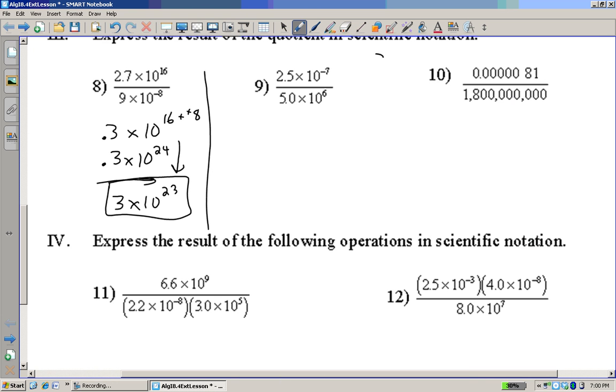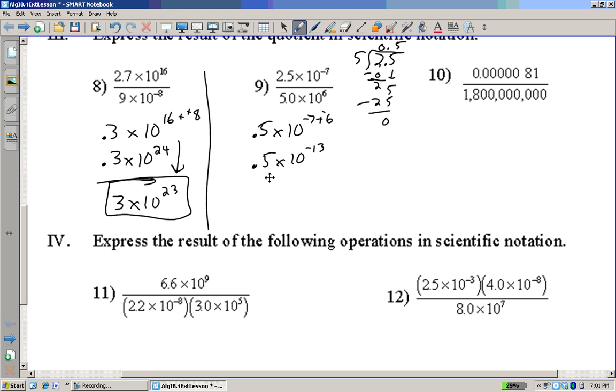22 and 5 tenths divided by 5. 5 goes into 2 0 times. 5 goes into 25 5 times. And there we have it. That's 5 tenths times 10 to the -7 minus 6. Keep, change. -7 plus -6 is -13.